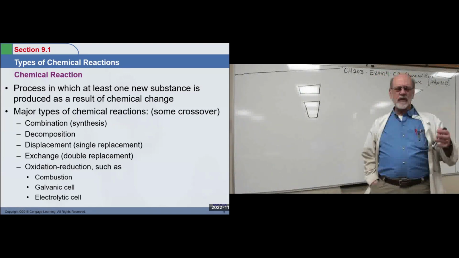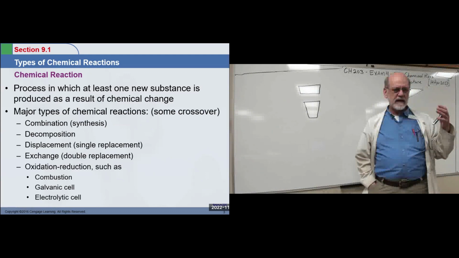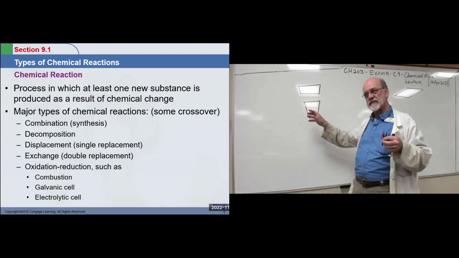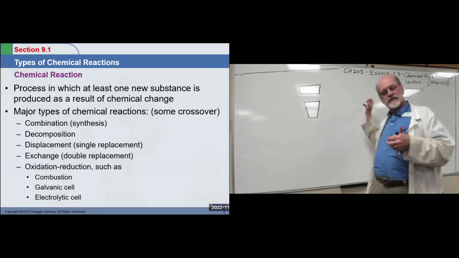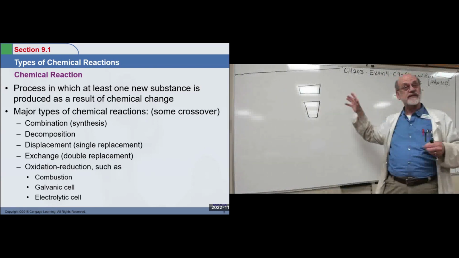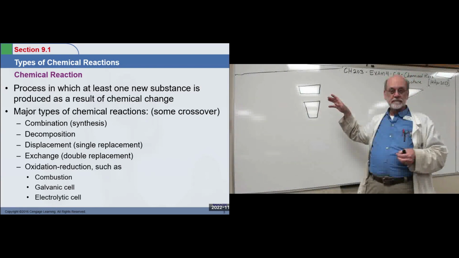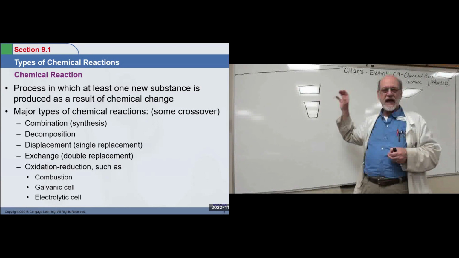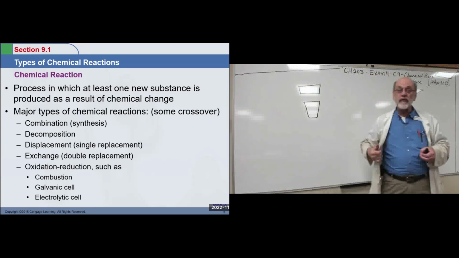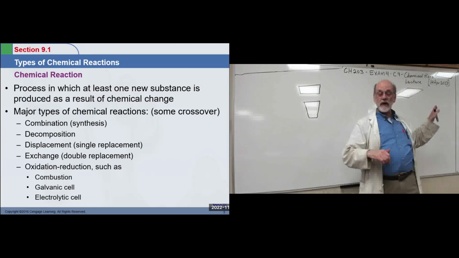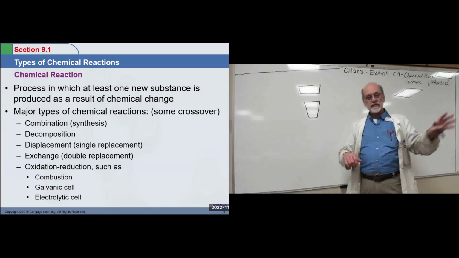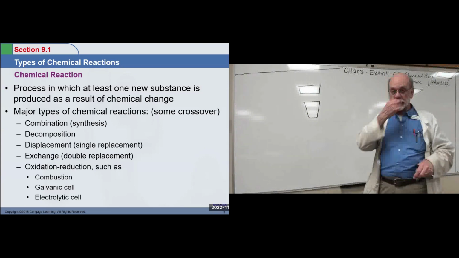So a chemical reaction is actually a process by which at least one substance is changed into a different substance. And by that I mean it has a completely different identity. It has different chemical properties, different physical properties than the reactant. You can get more than one reactant together and produce one product, or you can get more than one reactant and produce multiple products. So the sky is really the limit.